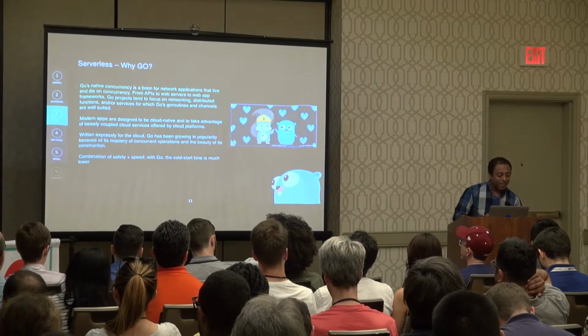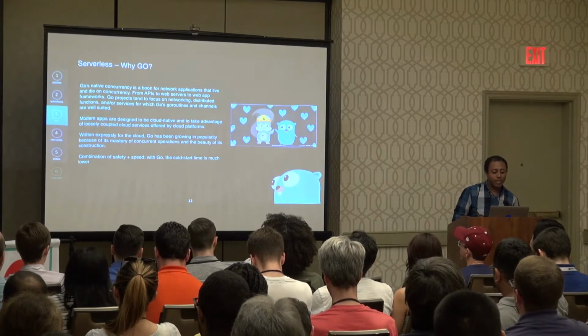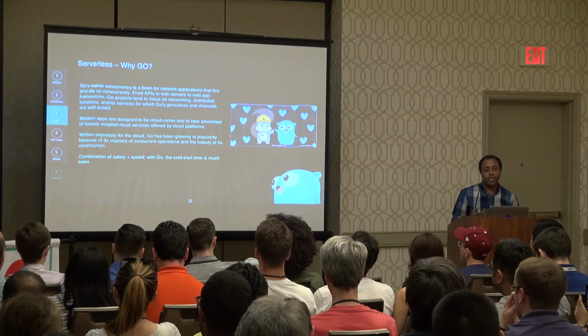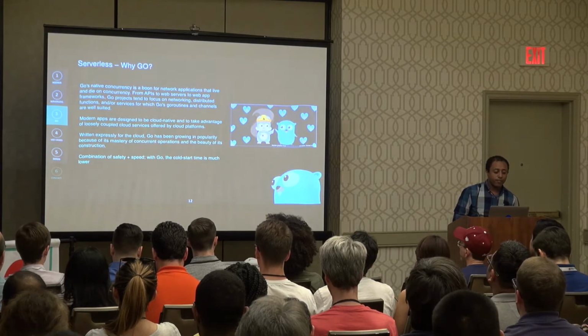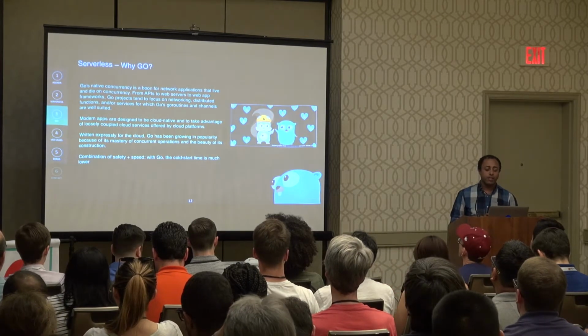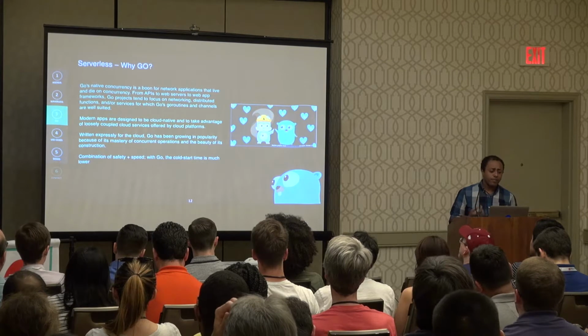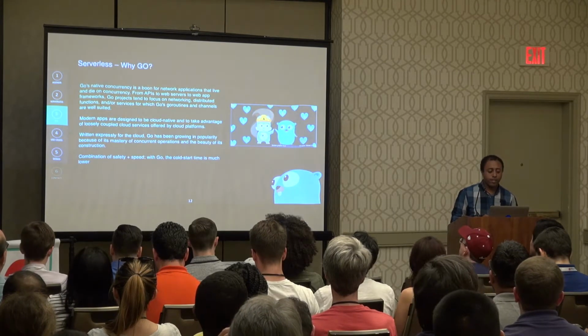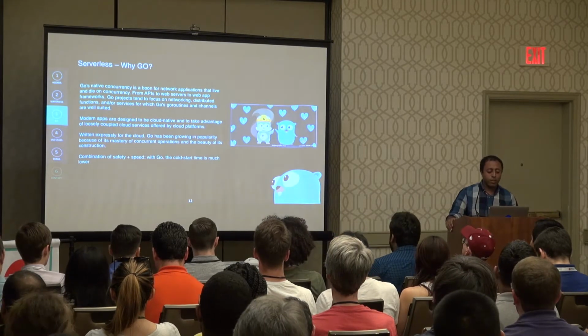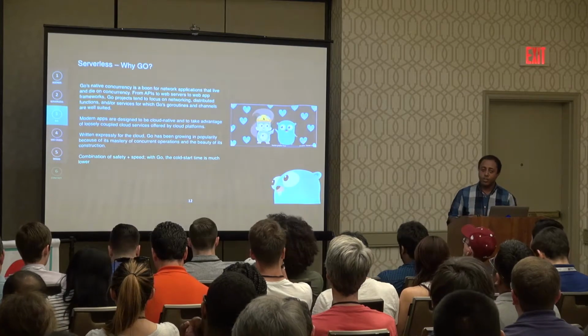Go's native concurrency is a boon for network applications that live and die on concurrency. It's really built for networking applications. It has distributed functions even when you write it without cloud servicing. Modern apps are designed to be cloud native and take advantage of loosely coupled cloud services. So you can venture into different cloud services and call them through your Lambda function really easily. It's written expressly for cloud.